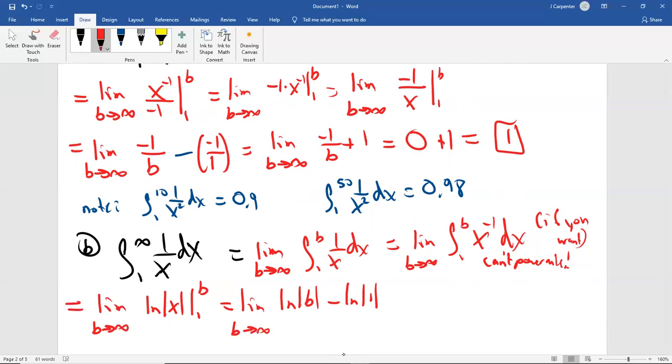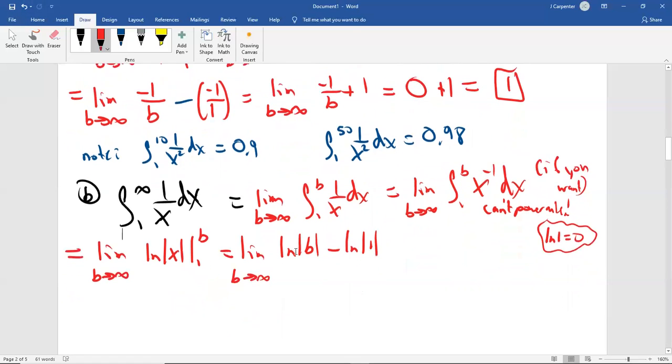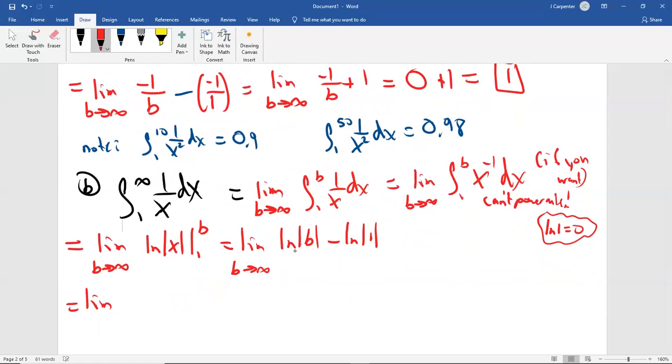The natural log of 1 is 0. Please never, ever forget that. The natural log of 1 is 0. So the second term is gone. It's just 0. So this is equal to the limit as b goes to infinity of the natural log of the absolute value of b, and that's it. Again, that's a minus 0. This part is nothing. It's minus 0, so it's gone.